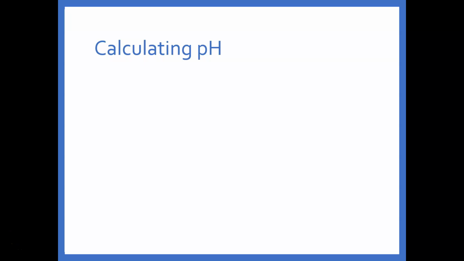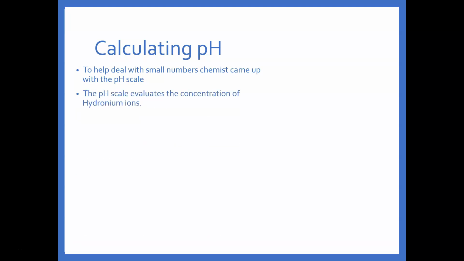In our last video, we talked about pH as a way we measure acids versus bases. But now comes the math. We can actually calculate pH. So to help deal with small numbers, scientists came up with the pH scale. Because in reality, what we're talking about when we're measuring pH is incredibly small.